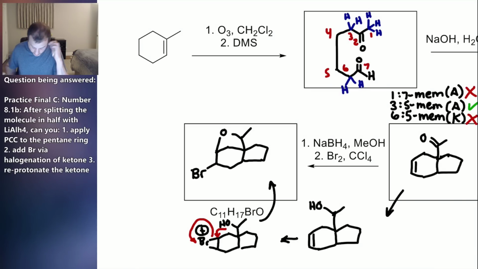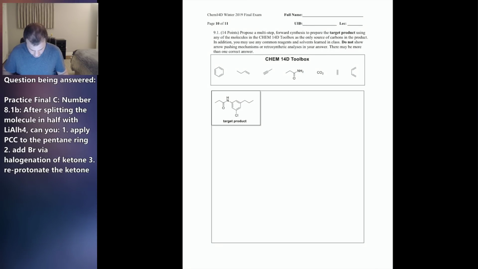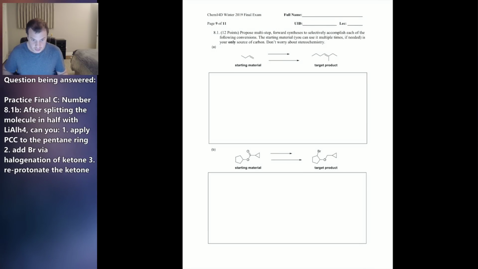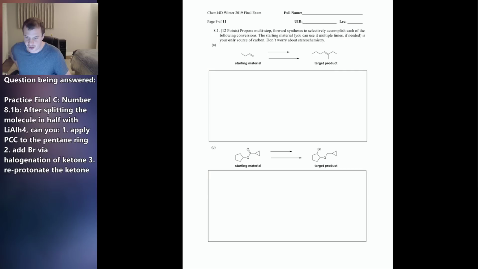Practice final C, number 8.1b. After splitting the molecule in half with LiAlH4, can you 1. Apply PCC to the pentane ring, 2. Add Br via halogenation of ketone, 3. Reprotonate the ketone? Oh, I see. You want to add the bromine by alpha halogenation, then not reprotonate, but reduce the ketone back to the alcohol. I'm just not sure about step 3. If you have an alternative synthesis, send it to me.